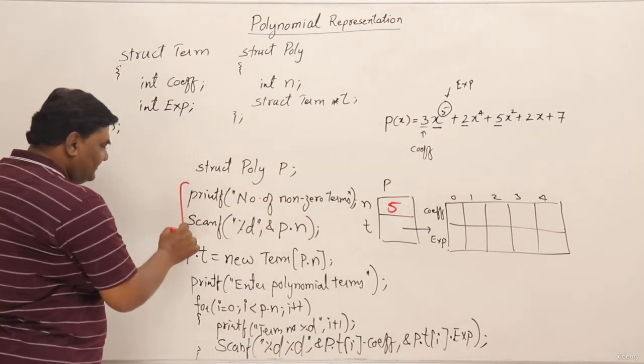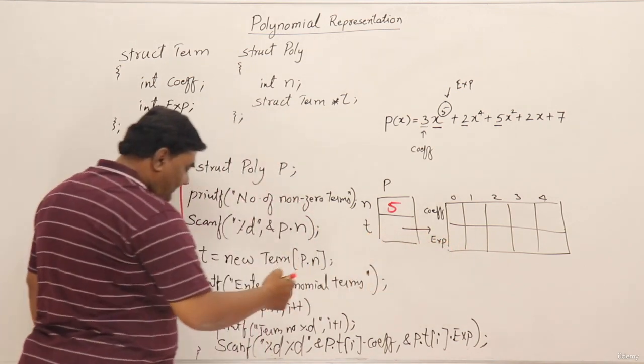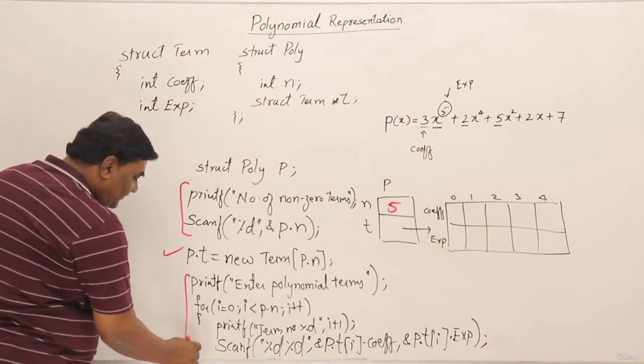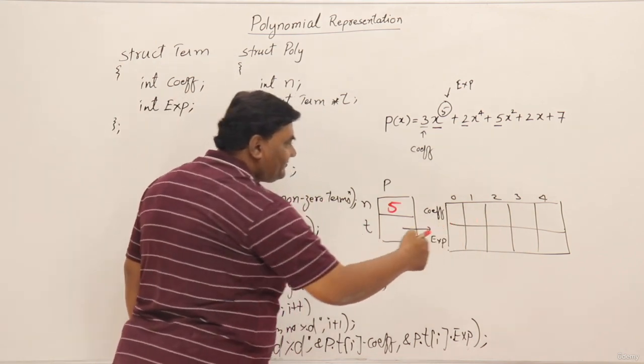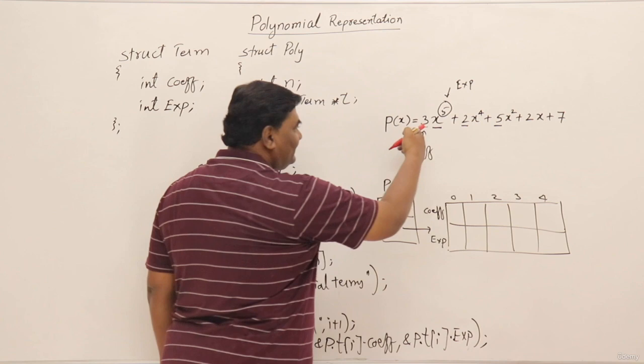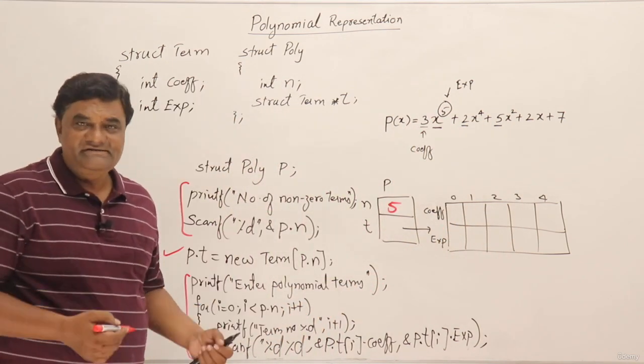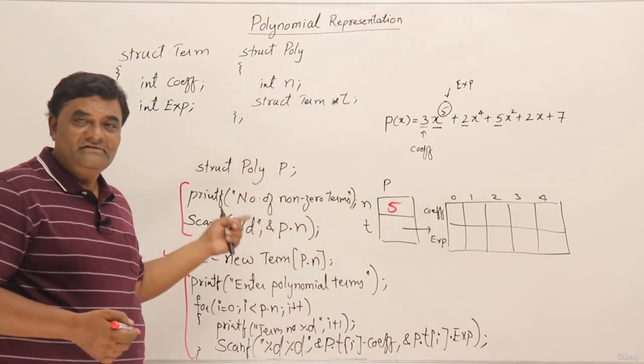So here I know the non-zero terms, here I have created this array, and then I am reading all the values into this array. From the keyboard the values are entered, like 3, 5, 2, 4, all these values will be entered. So this is how it is represented, and this is the program code.